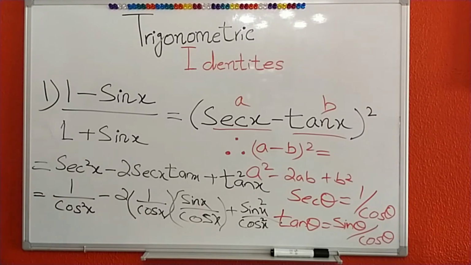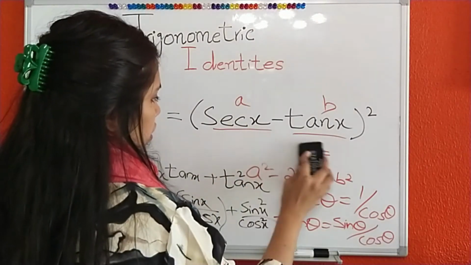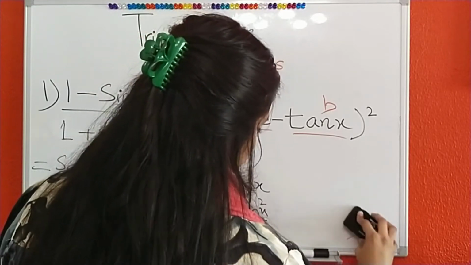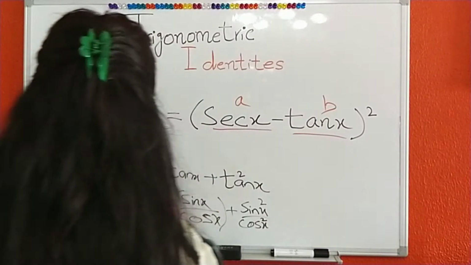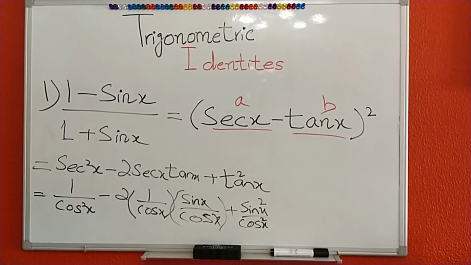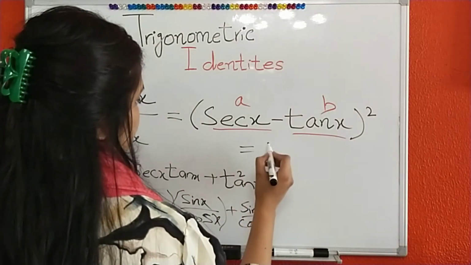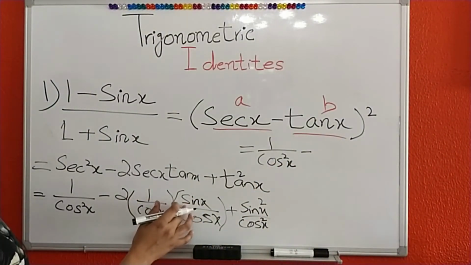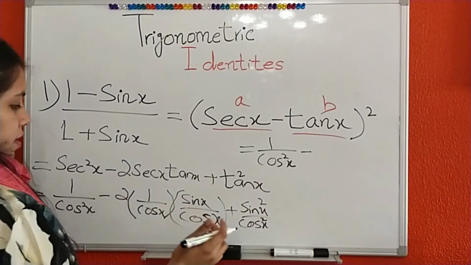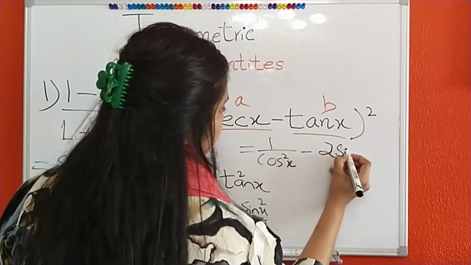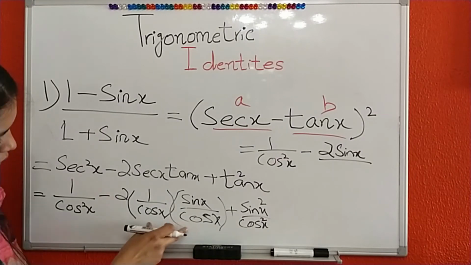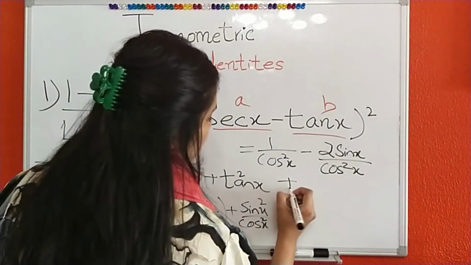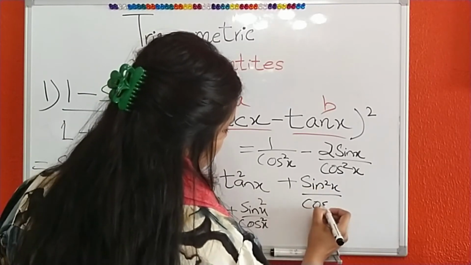Now I'm erasing this part to do the further steps of the question, as it is a complex question. This thing will be the same, 1 over cos square x minus, and multiplying, 2 multiplied by sine x over, and these two cos x are multiplying each other, so it is cos square x, plus sine square x over cos square x.